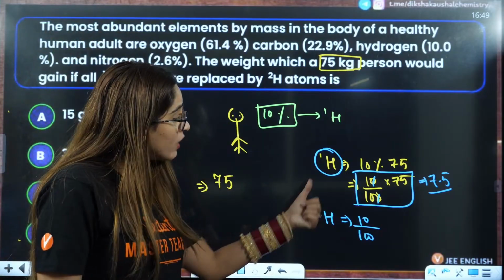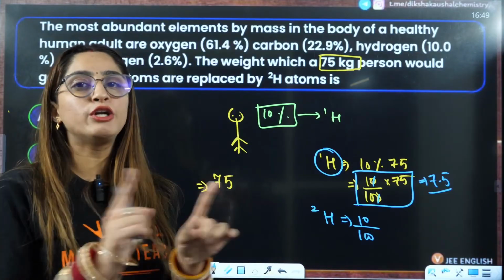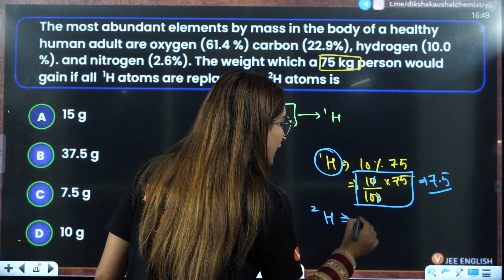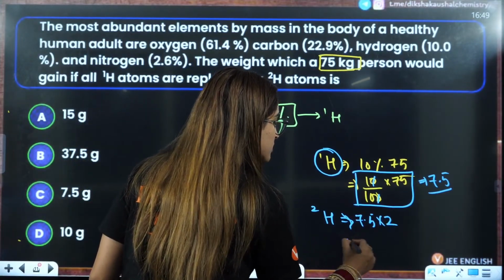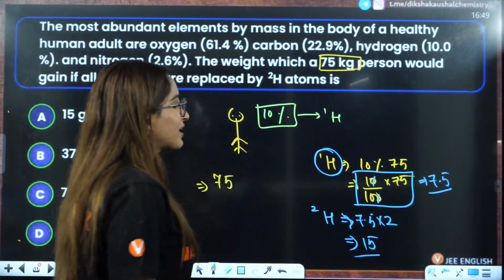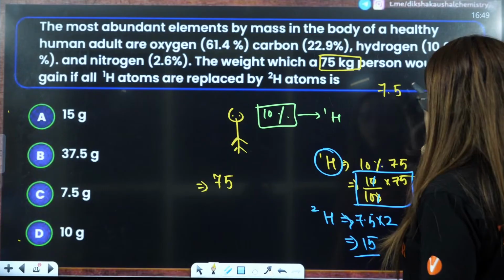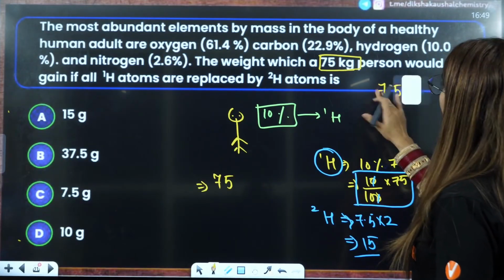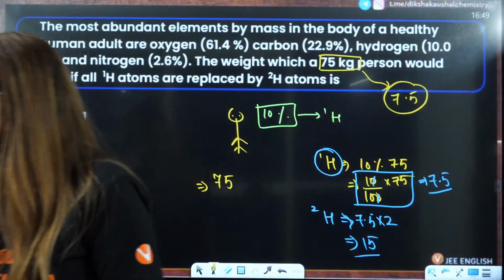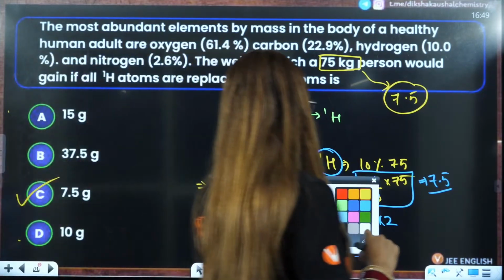Now, if in your body that is replaced by deuterium, that is 2H, we know that in deuterium the mass is doubled. So this 7.5 will be multiplied by 2 because the mass of hydrogen is doubled. So that will be 15. Now, what is the difference? Earlier it had 7.5, now it has 15. So it has gained by 7.5. Is that clear to everybody or not? C is the correct answer.